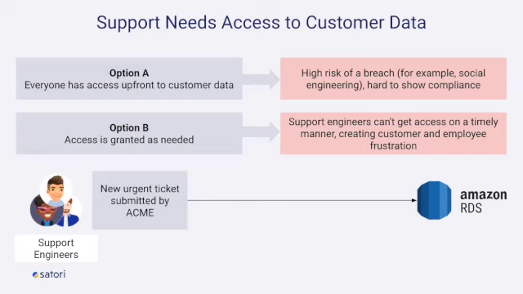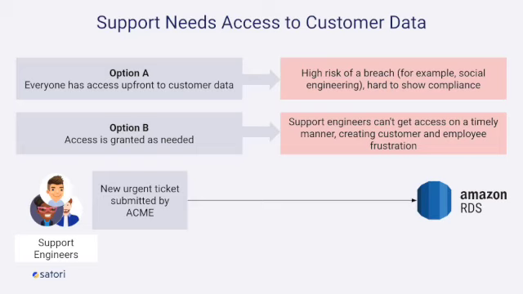Option B, access is only granted as needed, which is basically what we described. You have a support ticket, you need access to that data, you open a ticket with DevOps, and they have to go through the process of granting access to data. This is obviously way better than just having access provided upfront to everyone, but it slows things down. It slows support engineers from resolving customer tickets.